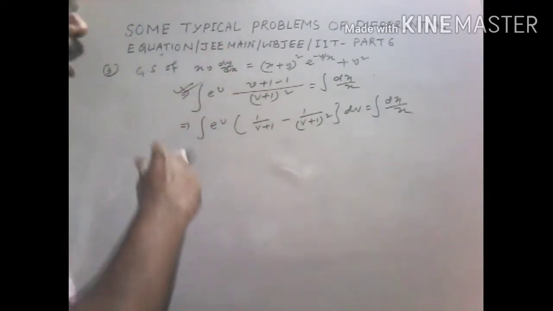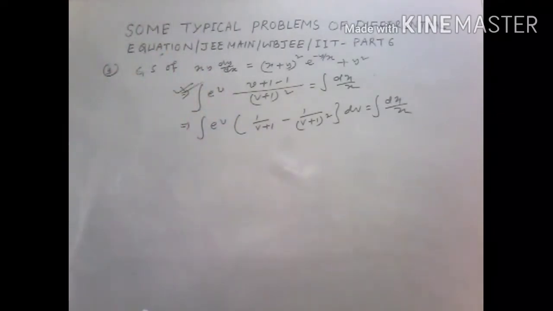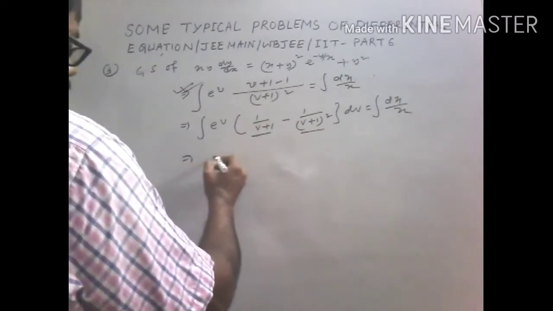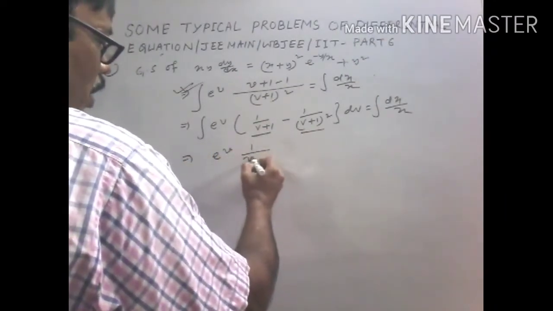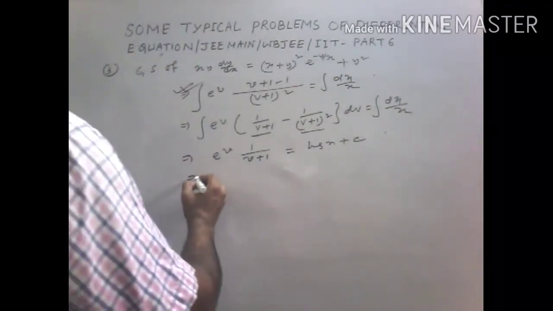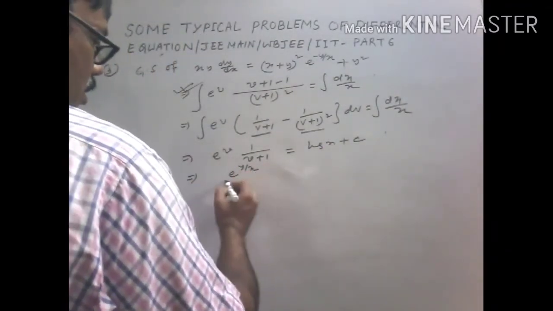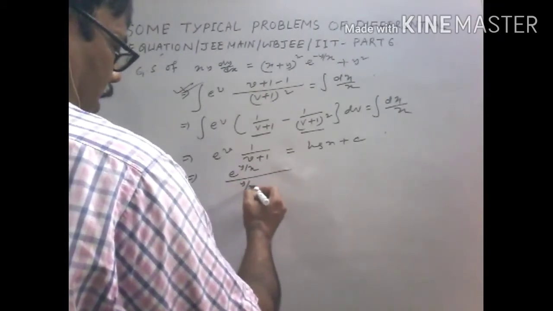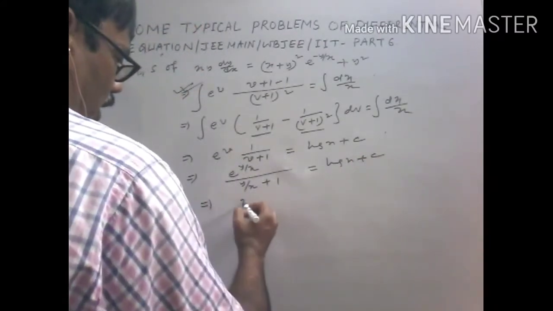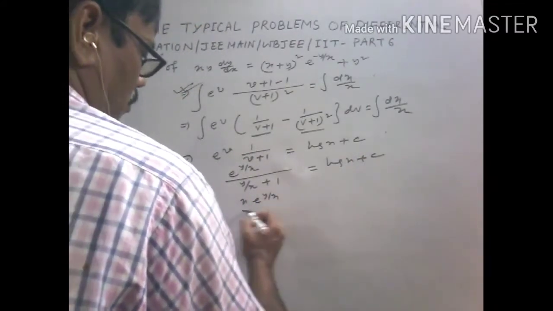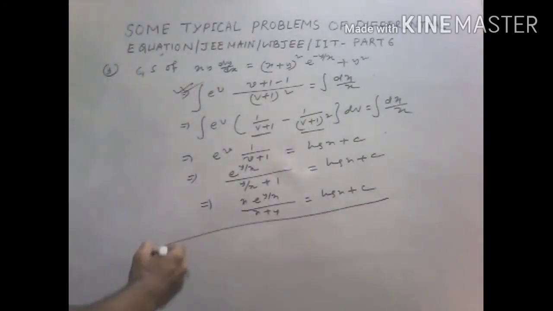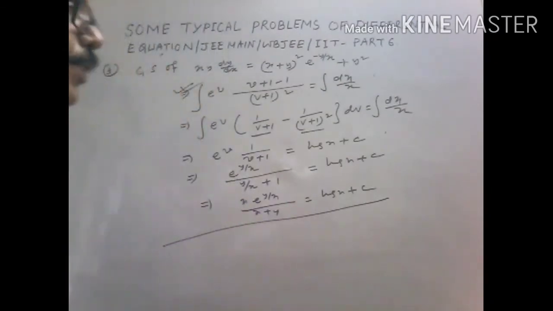so this integration, you have to remember this step only. If we consider this as f(x), this is f dash x. So the integration is e to the power v times 1 by v equals log x plus c. So e to the power y by x times x by y, plus 1, equals log x plus c, or x e to the power y by x by (x plus y) equals log x plus c. So this is the general solution.